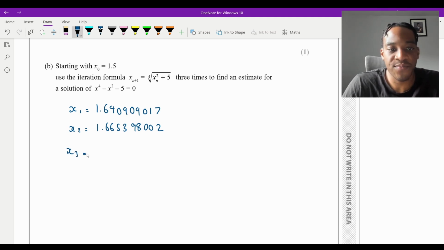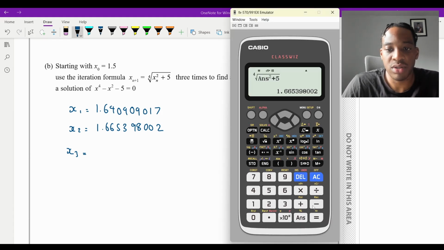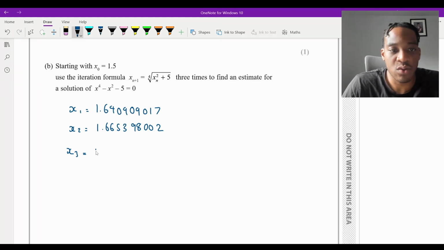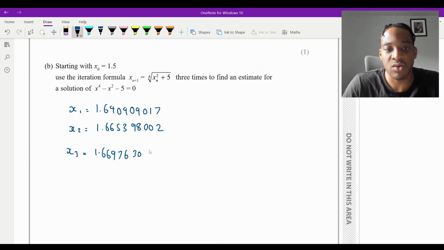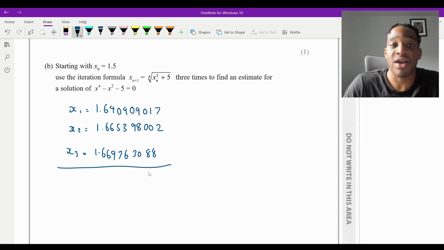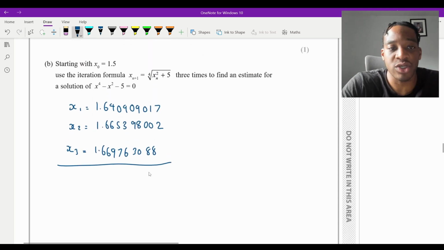Now we need to do it 3 times, so we just need to do it 1 more time, x3. Click equals again, and we get 1.6697 63088. So because you've done it 3 times, this answer here would be your final answer. And that is pretty much it for question 17.